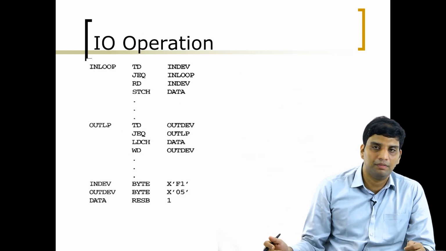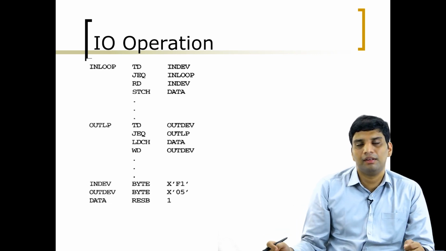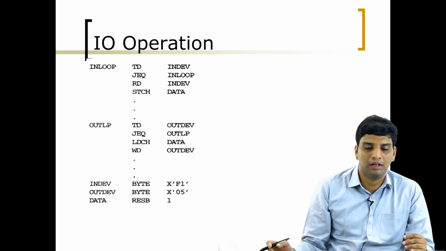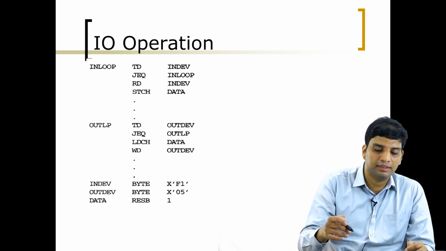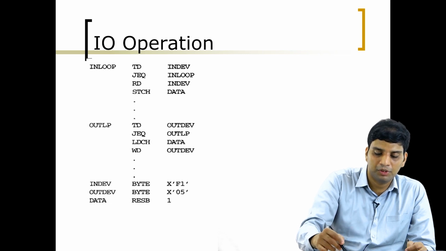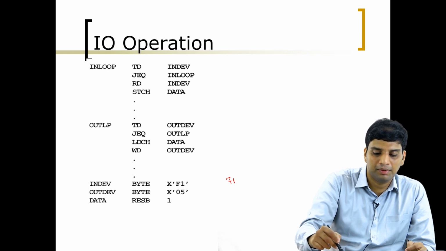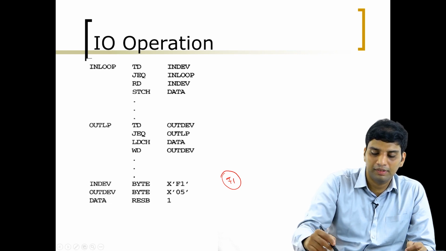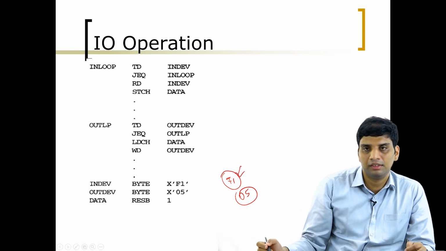Next, the last one, we are going to see about input-output operation. So what is an input-output operation? We have discussed this before. When you are performing an input-output operation, first you have to test the device. If the device is free, I will go for the reading operation. If the device is not free, I will wait. So here you can see you have two devices. The first one is the input device, whose name is F1. Input device BYTE X'F1' means you are declaring the name as F1, and the output device name is 05. You have two devices: the input device name is F1 and the output device name is 05.